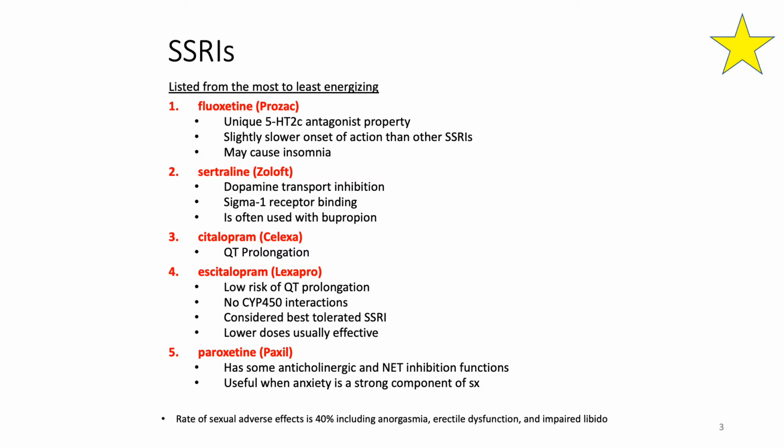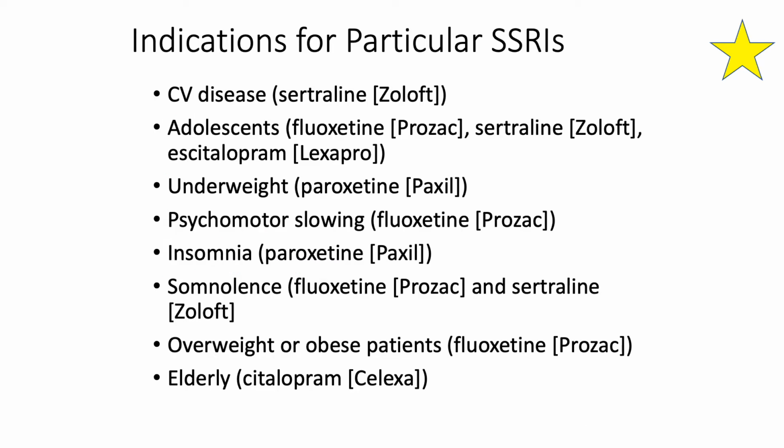This is the list of SSRIs from the most to the least energizing. So you do need to know this, and then many of the items that are underneath each of those medications. And you need to know the indications for particular ones. So this is, which ones for cardiovascular disease, which ones are best for adolescents. You do need to know those specifically.